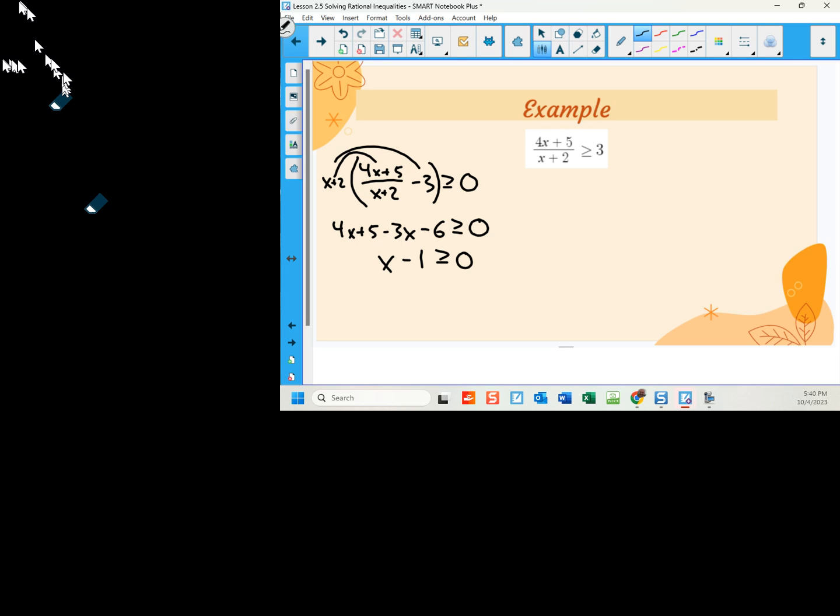Now remember, when we started, we had an x plus 2 on the bottom. Just like back in section 2.3, we can't let that happen, because if that equals 0, it's undefined. So one critical point we would be concerned with would be x equals negative 2. Another critical point would be when this equation is true. Let's add 1 to both sides, and we get x is greater than or equal to 1. x equaling 1 would be a critical point.